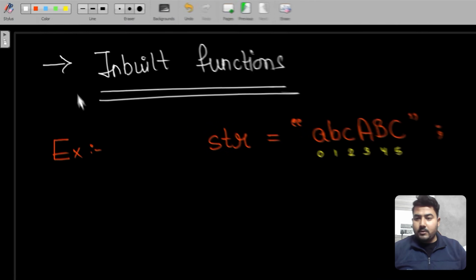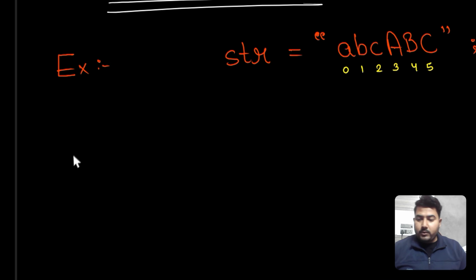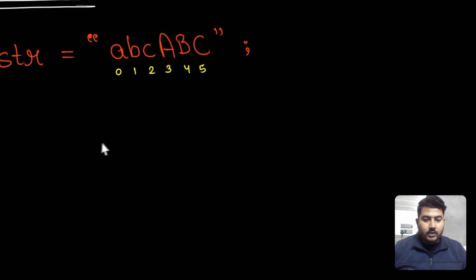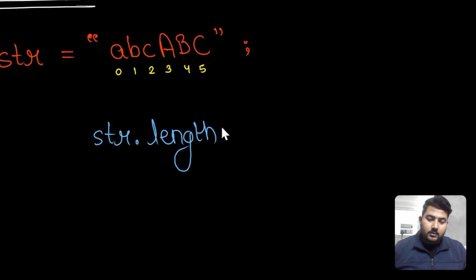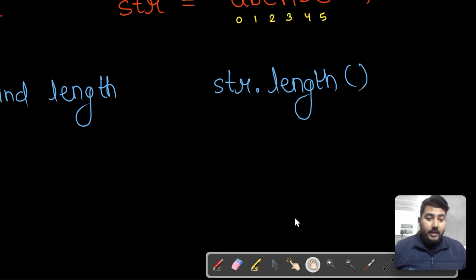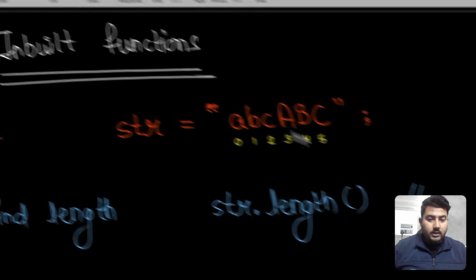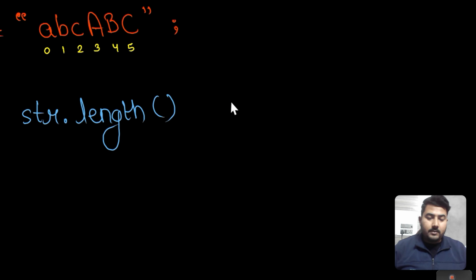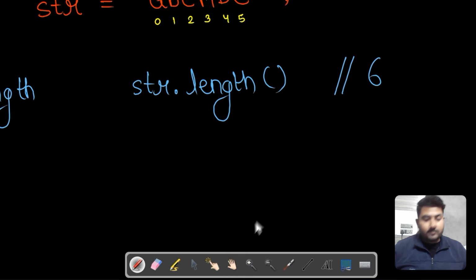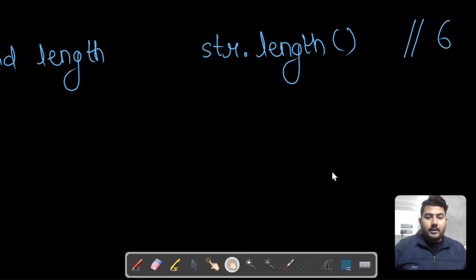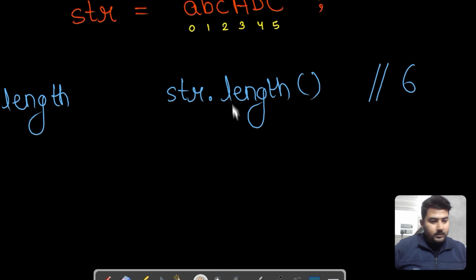The very first inbuilt function which I have told you is to find the length of the string. It is going to be str dot length with parenthesis. In this case, it is obviously going to return 6. Very nice. Now, what if a string is given to us, which is this one?